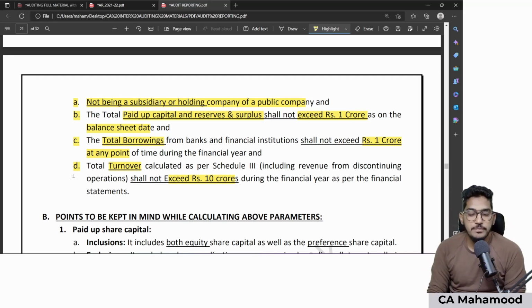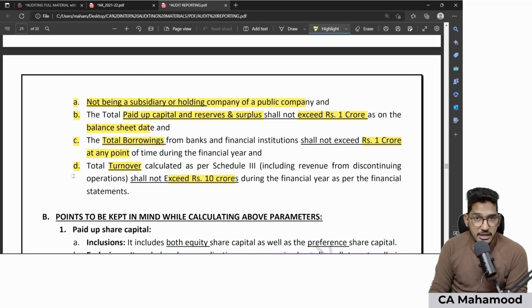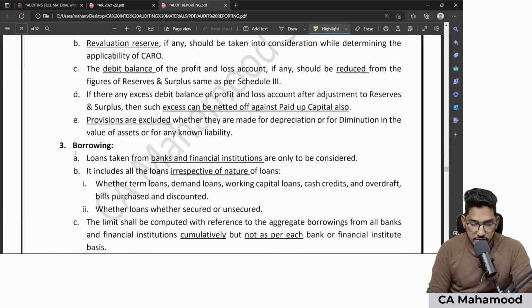Now, sometimes they have asked a practical question. They will give in the question, so and so company, which is a private unlimited company and which satisfies the conditions. CARO applicable or not applicable? They will give you such a question, and I have included one here for reference.